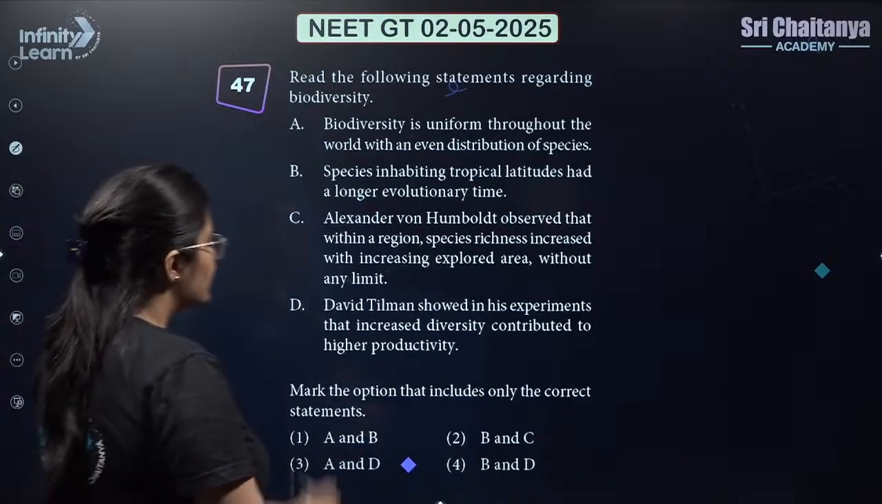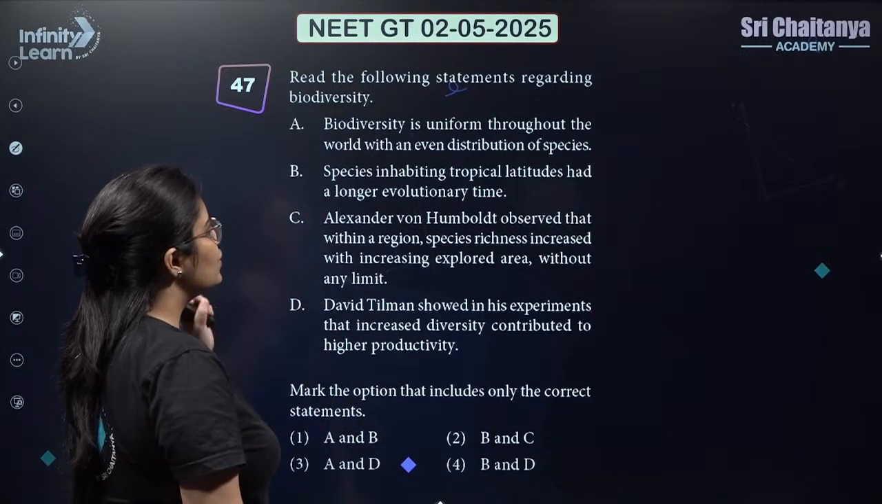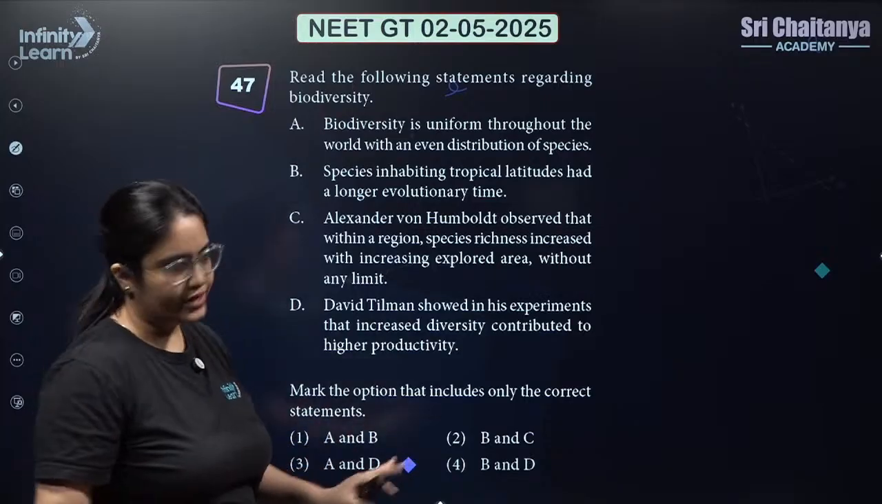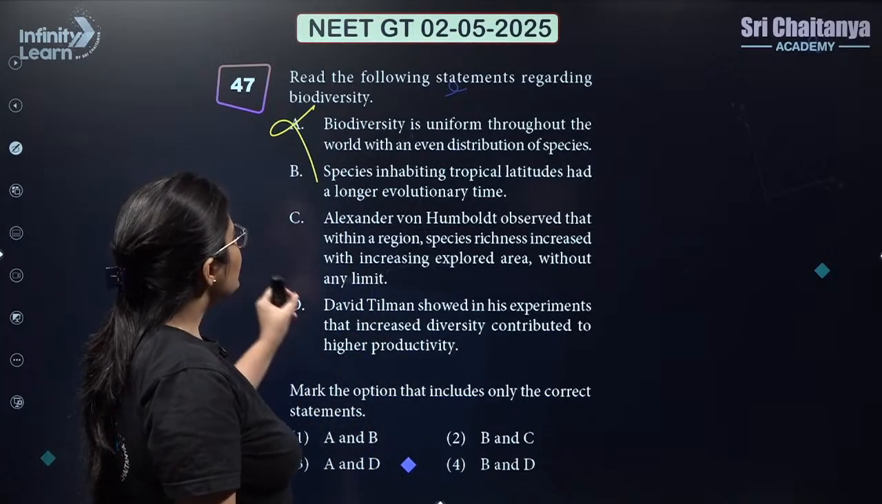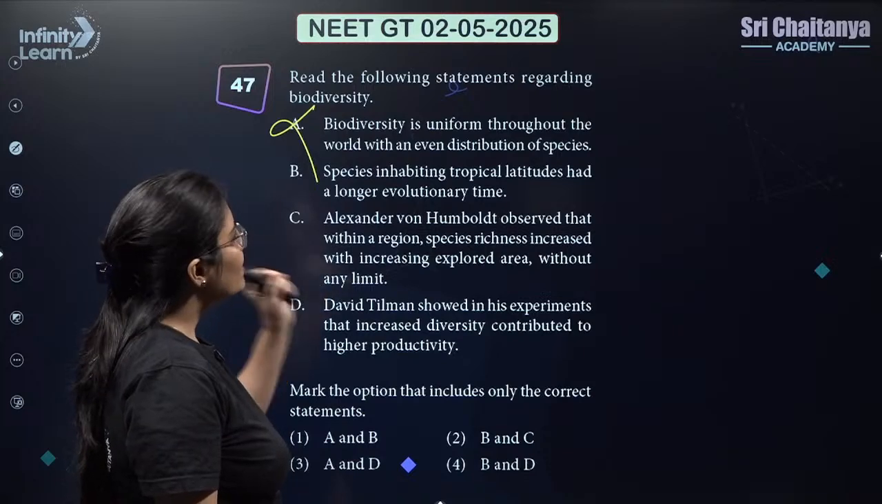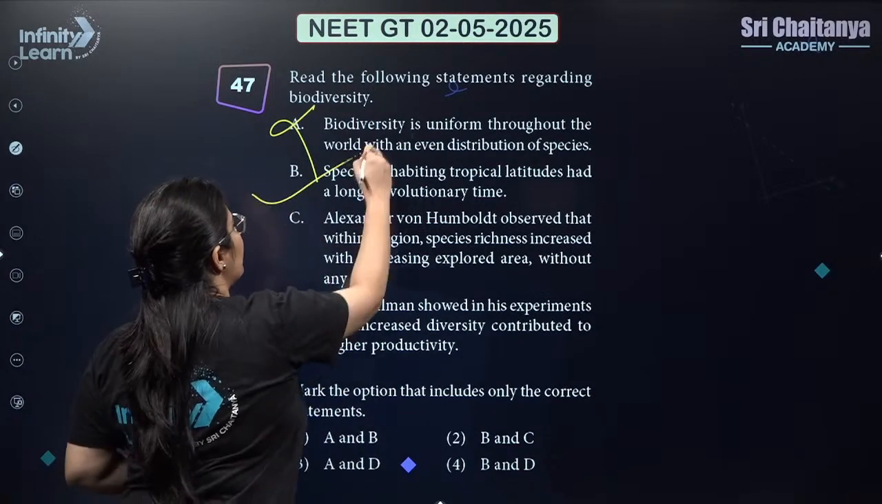Multiple statements are here. Let's read them out. Biodiversity is uniform throughout the world. No, it is not. Even distribution is not there. Species inhabiting tropical latitudes had a long evolutionary time. This is right.